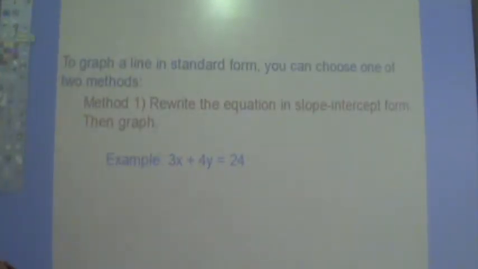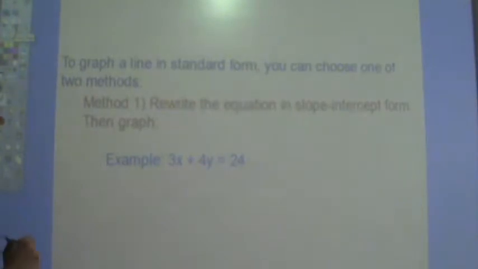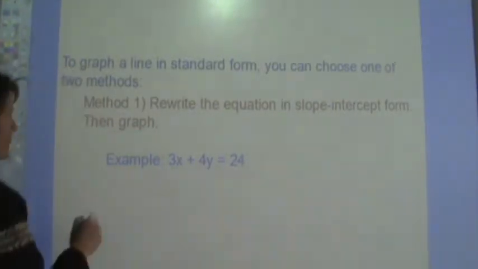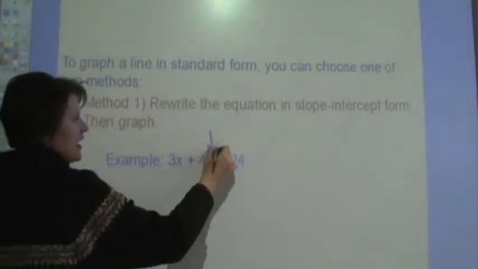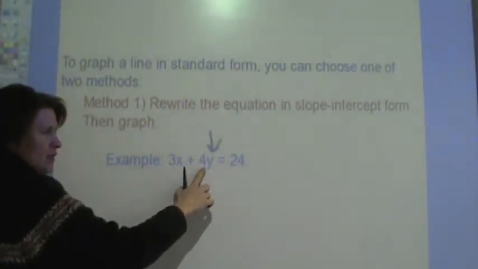Okay, so here's method one. The method one for graphing a line in standard form is we could rewrite it in slope-intercept form. So we're just going to put it back in the form we did last week and then just graph it. So what we have to do is get y by itself. That means I have to get rid of this 3x and I have to get rid of this 4.